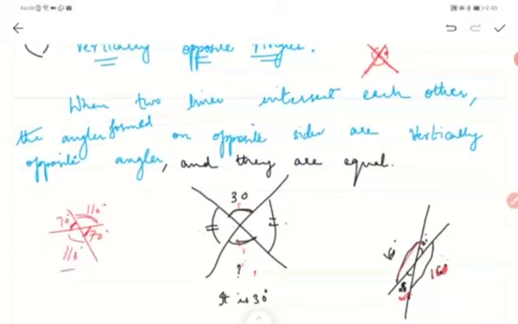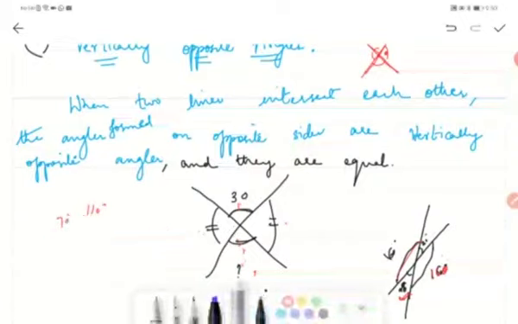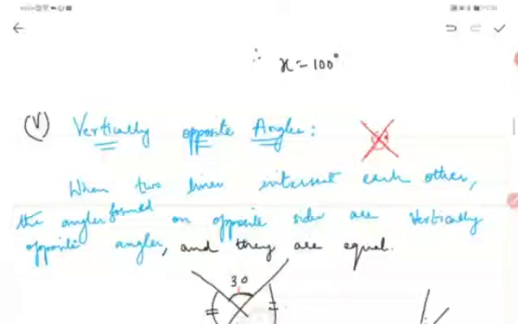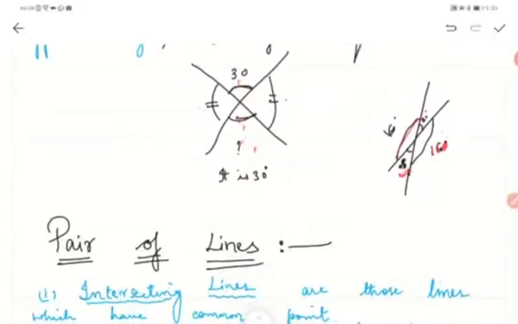So vertically opposite angles: when two lines intersect and meet at the middle point, four angles will be formed. Opposite angles, which are called vertically opposite angles, are equal to each other. And if a question has an unknown, you can easily say that the measure of that particular angle is equal to its opposite angle. This is your vertically opposite angles.